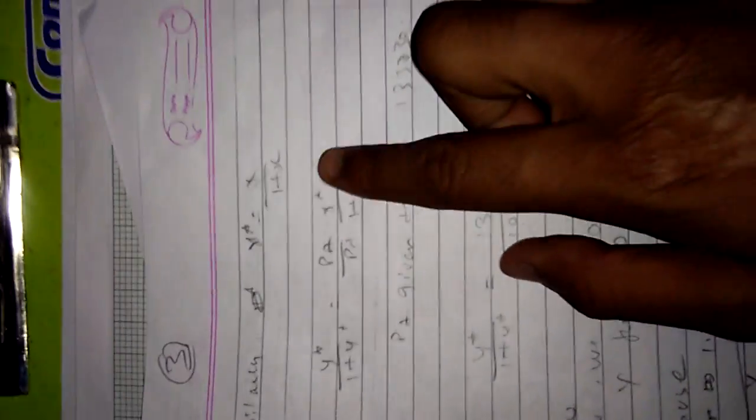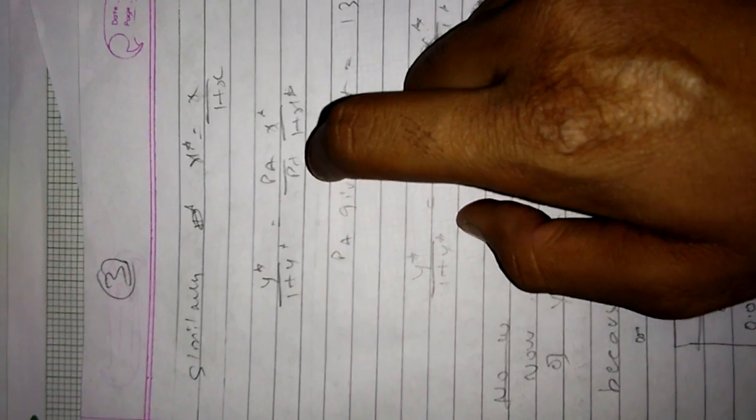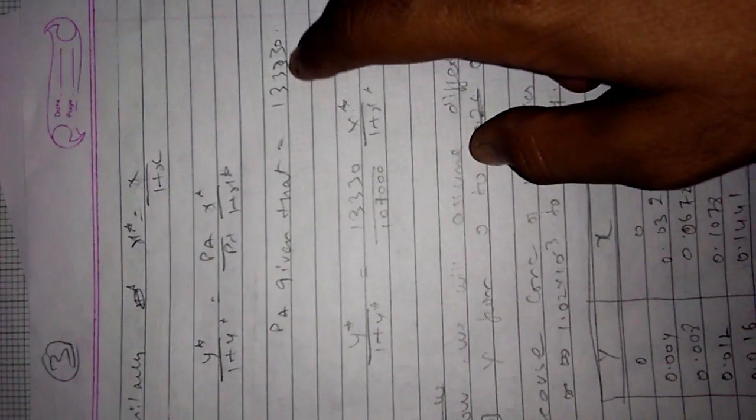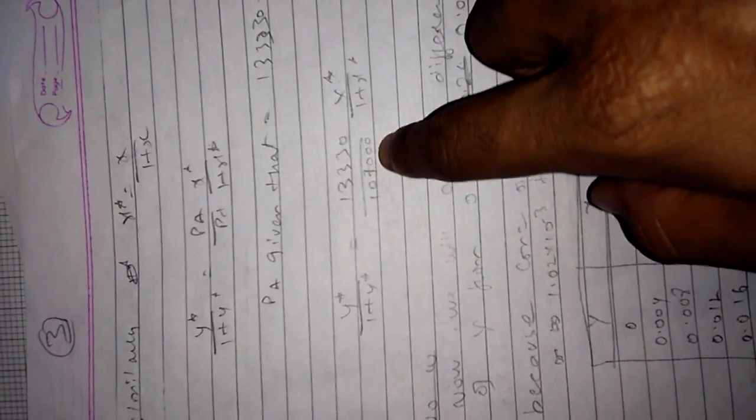Similarly, x star is equal to 1 plus x. So the relation will be like this: y star equal to 1 upon 1 plus y star equal to p by pt into x upon x star. And it is given that p is given as 13330 and pt is also given as 10700.